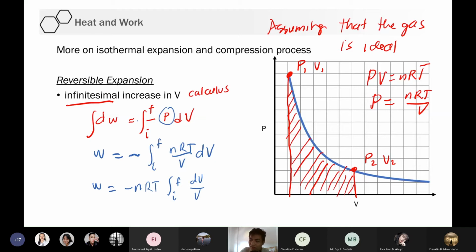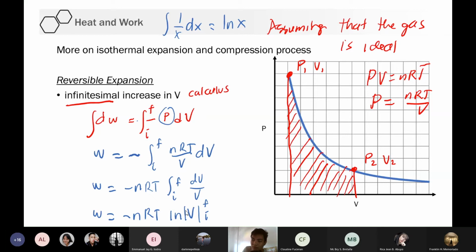Anong integral ng 1 over V dV? Sabi sa calculus, 1 over x dx is equal to ln of x. Okay? So, ibig sabihin, this one is W equals nRT ln of V. But I have to evaluate it from final to initial.